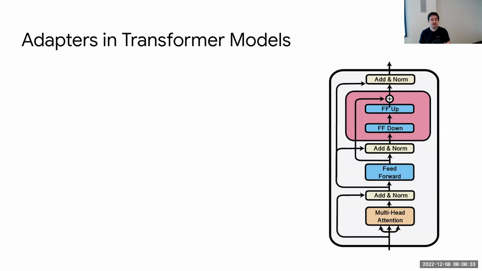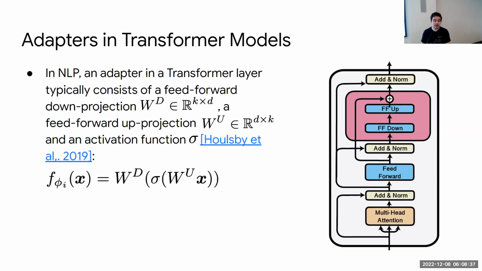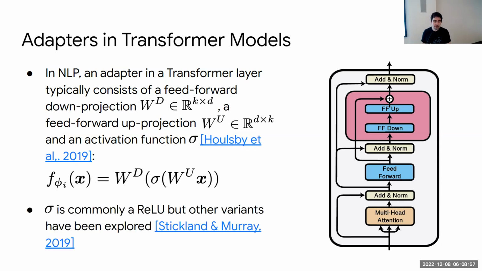In NLP, adapters have been mostly applied within and added to pre-trained transformer models like BERT. The most common formulation of an adapter layer that you can see here consists of a down projection, so a simple linear feed-forward layer, and an up projection coupled with a non-linearity that is connected with the rest of the model via a residual connection. For this non-linearity, different variants have been explored, but the most common one used in practice is simply a ReLU unit.